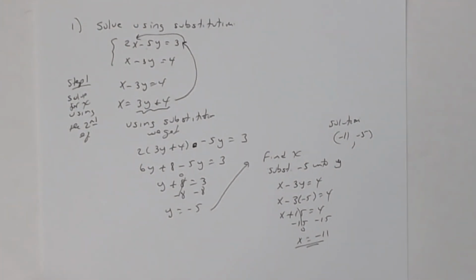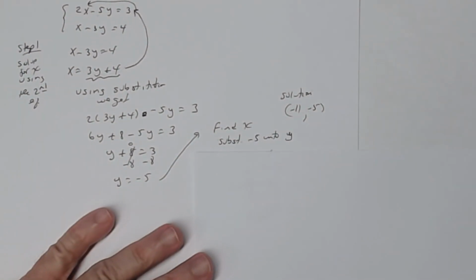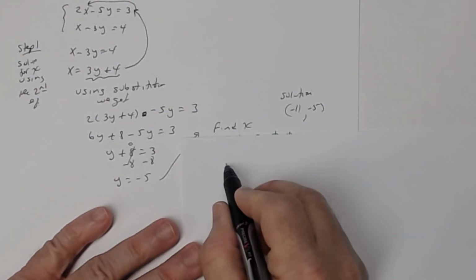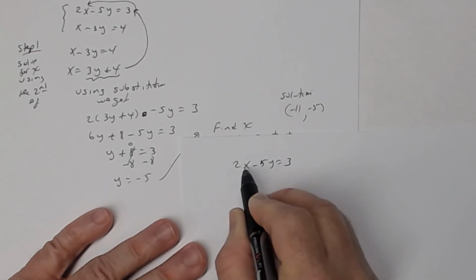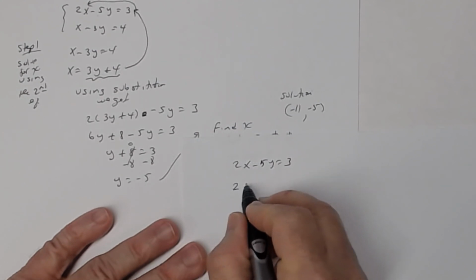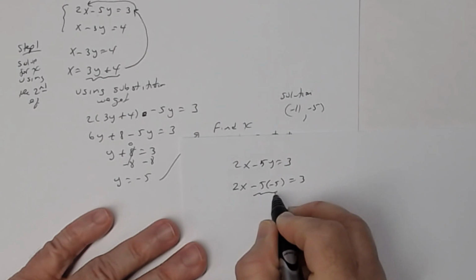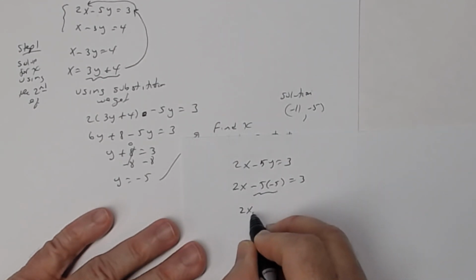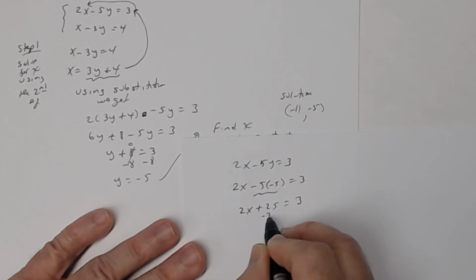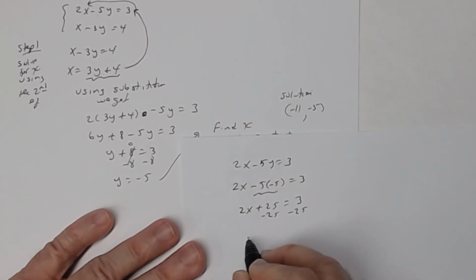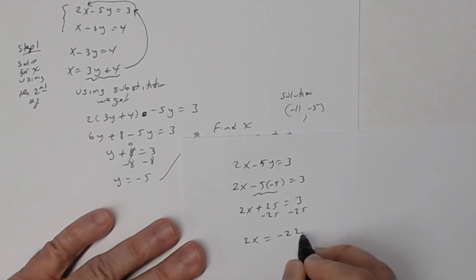And I'm going to go ahead and just use another sheet of paper. So you could have used 2x minus 5y equal 3 to solve for x. So y is negative 5, so we get 2x minus 5 times negative 5 equals 3. 5 times negative 5 is positive 25, so I get 2x plus 25 equals 3. So to solve for x, we're going to subtract 25 from both sides, and so I get 2x equal 3 subtract 25 is a negative 22, right?